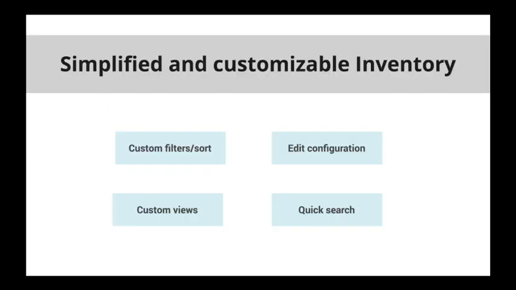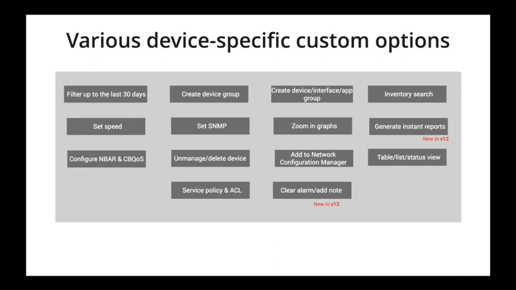The next topic is the simplified and customizable inventory. Among the various customization options, you can custom filter or sort or customize the view of your bandwidth graphs. You have a quick search option for searching a particular IP when you have multiple devices in the network, or the edit configuration options at the right corner settings, which will help you to customize your interfaces and bandwidth graphs. So these are some of the custom options where you can filter the traffic by time.